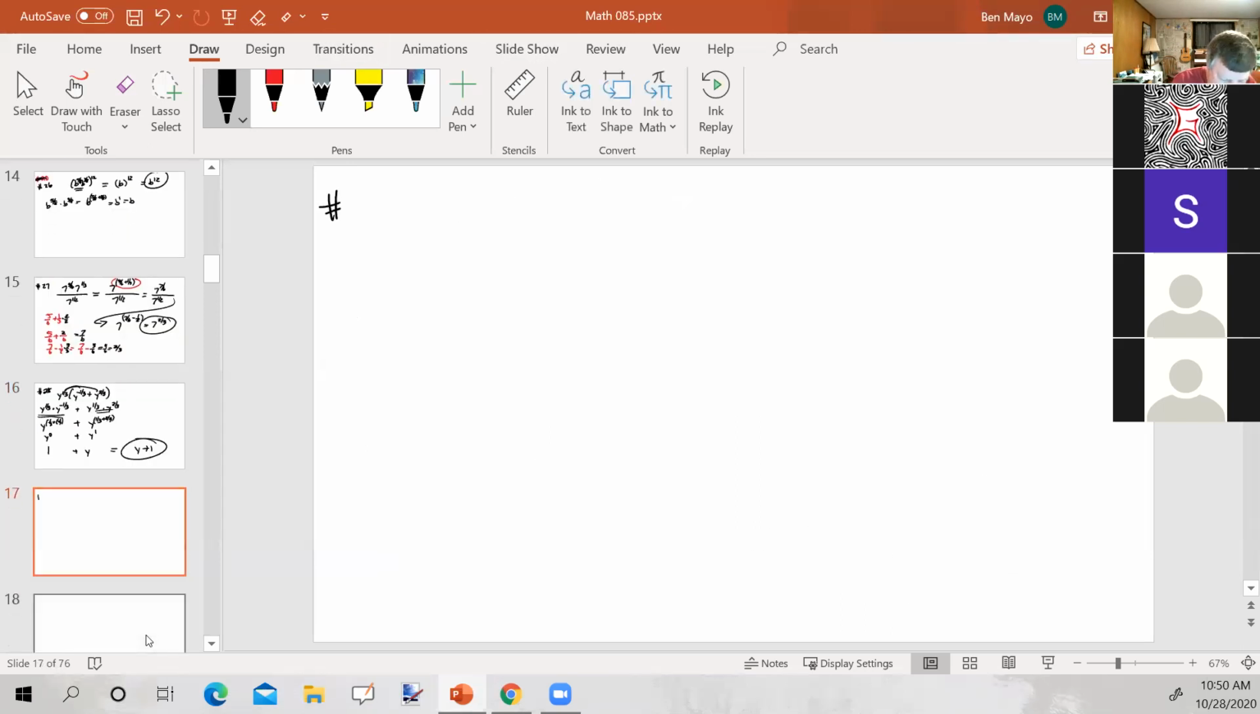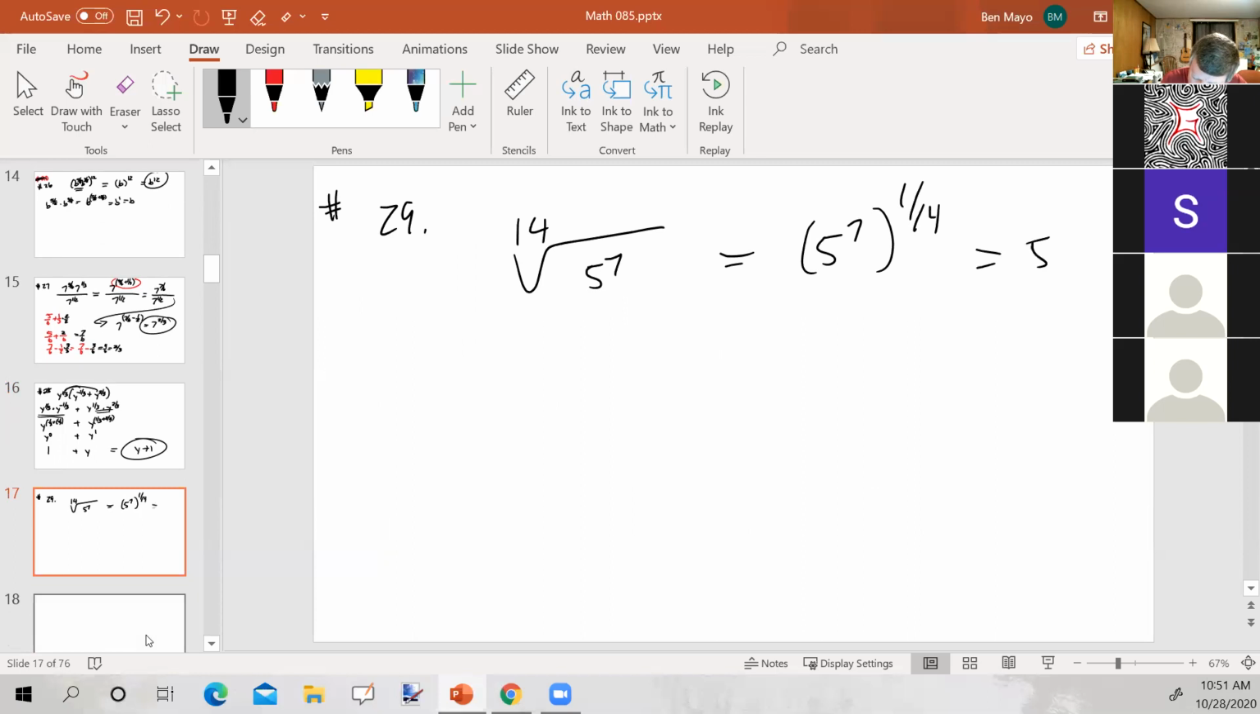All right, here comes number 29. It says use rational exponents to simplify the radical. So we've got the 14th root of 5 to the 7th, which is 5 to the 7th to the 1/14th power, which is 5 to the 7/14 power, which is 5 to the 1/2 power, which is the square root of 5. As I say later on, when we learn some more rules, we'll maybe get comfortable with the idea of just going straight there. But for now, I'm doing it the long way. We good to go?